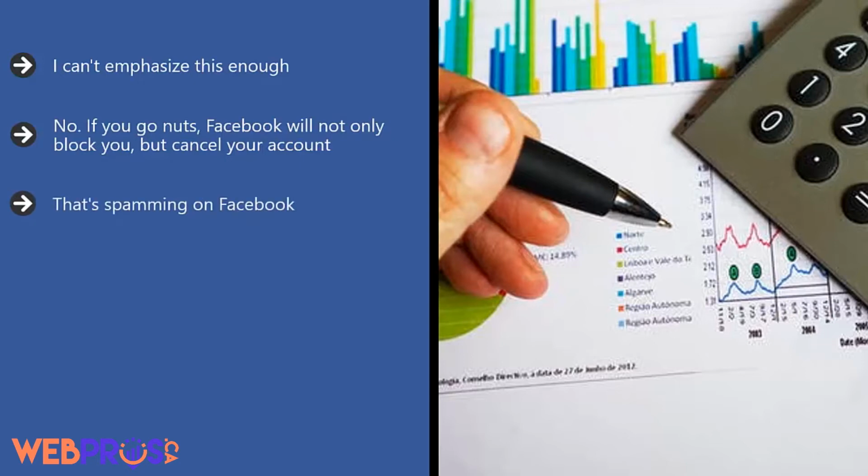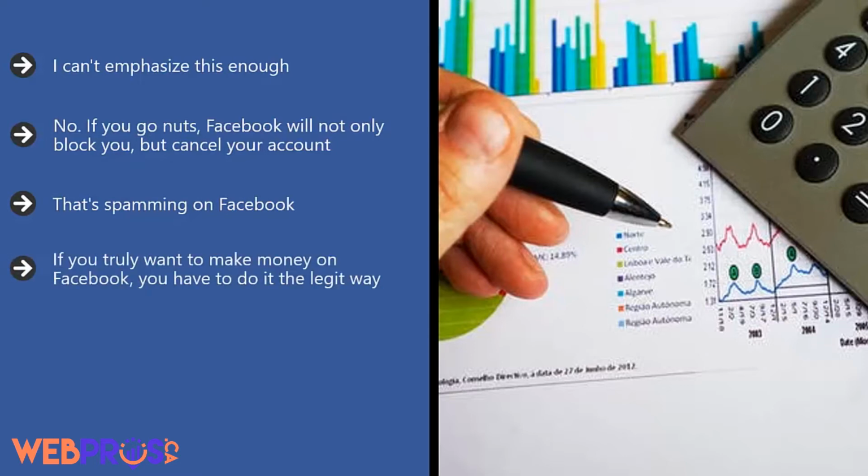That's spamming on Facebook. Whether you're using page spammers, group spammers, comment spammers, or Messenger chatbot spammers, it is not a winning strategy. If you truly want to make money on Facebook, you have to do it the legit way. This means building a brand and conducting yourself with the highest level of professionalism and integrity. In other words, use Facebook like a legitimate business would use it.